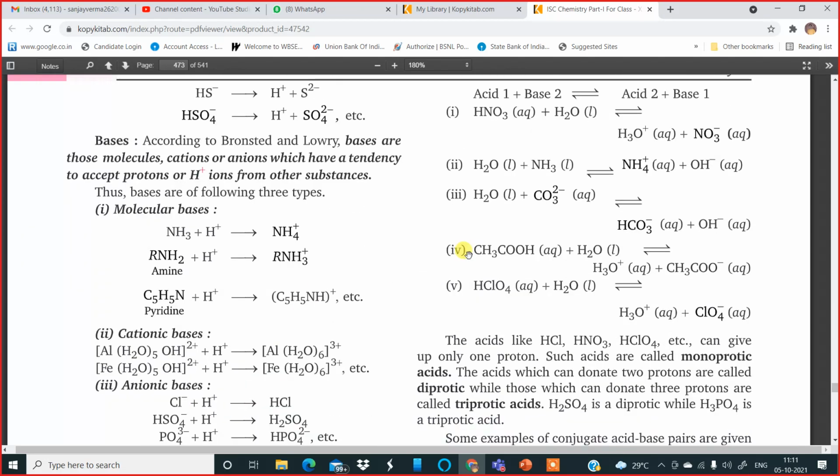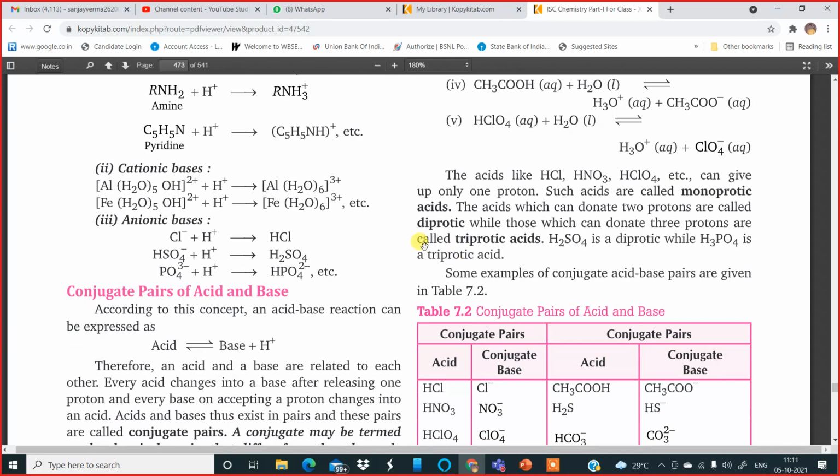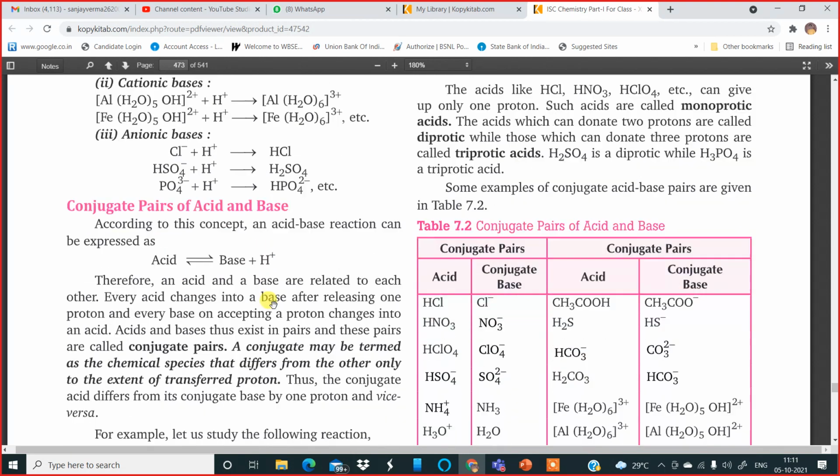Based on this, we are going to try to understand what a conjugate pair is, a conjugate pair of an acid or a conjugate pair of a base. This is very important. Try to pay attention.